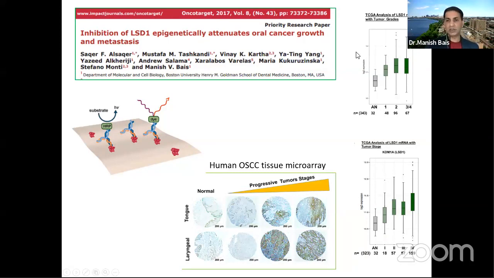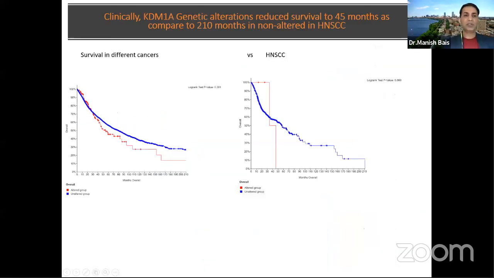And this is the data from a tissue genome database, like mRNA expression analysis. It also correlates in several patients, like 300 or 400 patients. So next, if there are genetic alterations, if there are mutations in this gene, it can also affect survival. In other cancers, the survival is like 210 months, almost 20 years, if there are mutations. But in oral cancer, this is very deadly, because if there are mutations in this LSD1, lysine-specific demethylase 1 gene, then survival is like 45 months. Although this is very limited data and we see very sporadic mutations, they are very deadly.